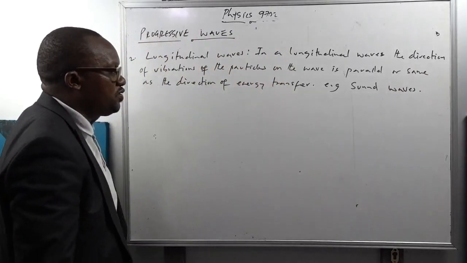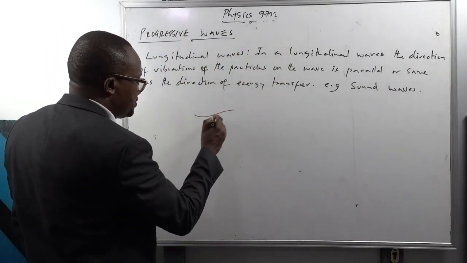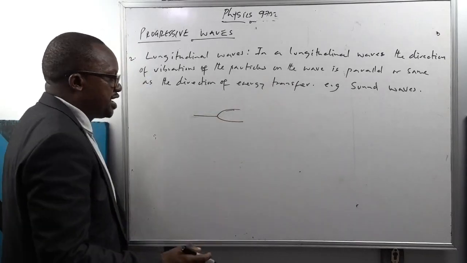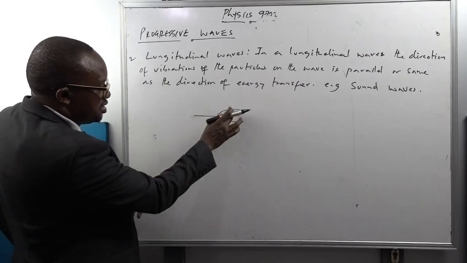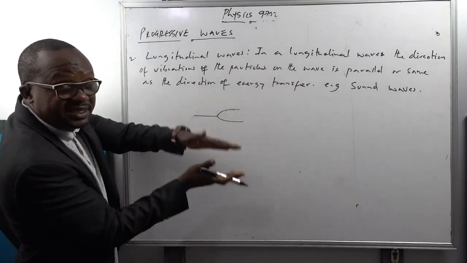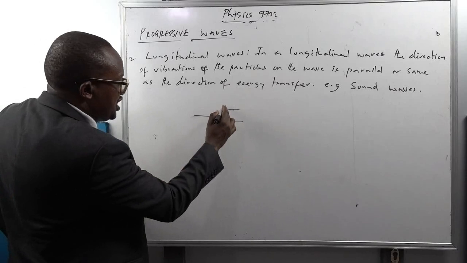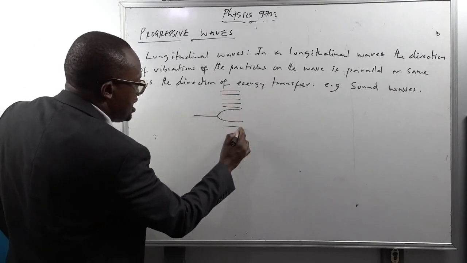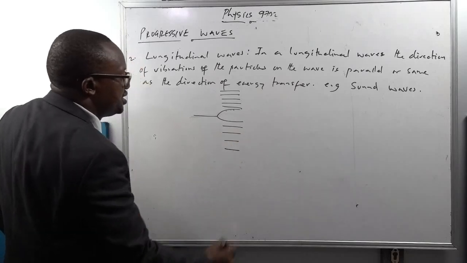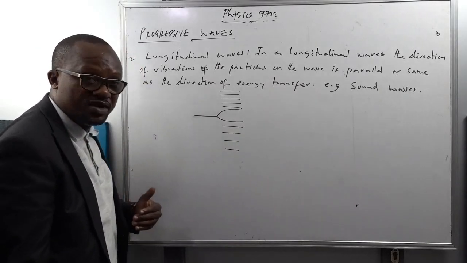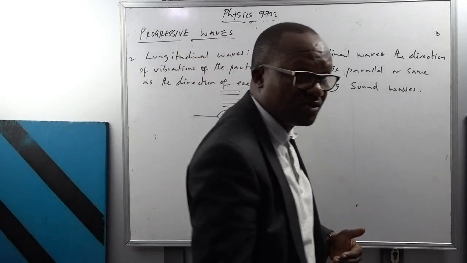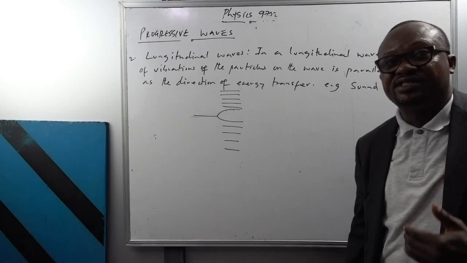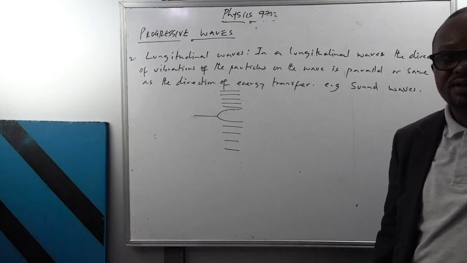Now, in a sound wave, if you have a tuning fork, which is what you have in a laboratory, and you sound the tuning fork, the vibration of the tuning fork is like this. So it generates waves that are also spread out in the same direction. That wave is referred to as what? Sound waves. So in a sound wave, the direction of the vibration of the particle is the same as the direction of energy transfer. Alright.